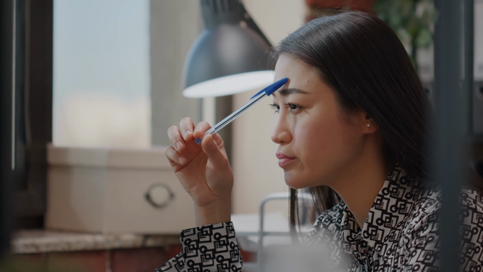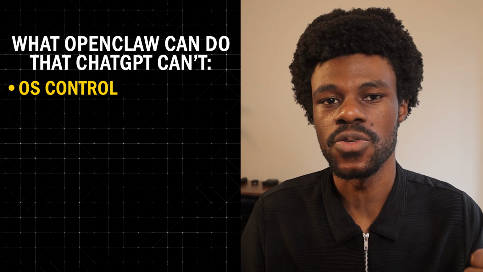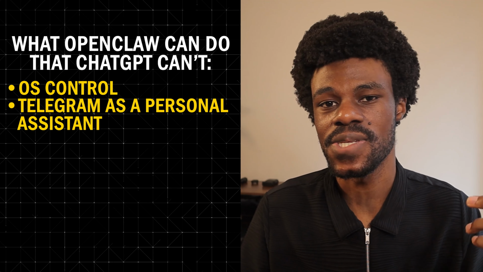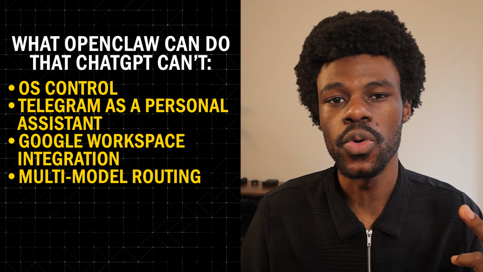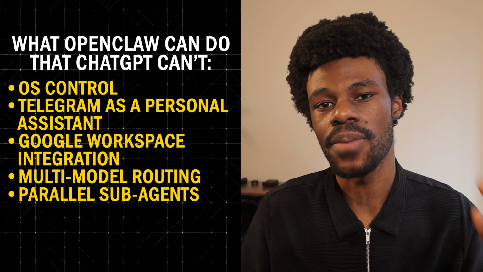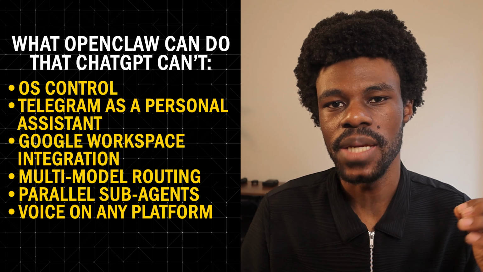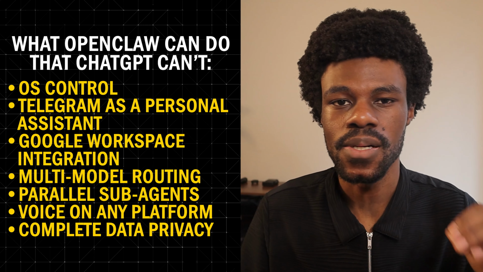Now, my point isn't which one is better, it's which one matches what you need. So make sure you're aware of all the 7 things that OpenClaw can do that ChatGPT cannot. The operating system control, to using Telegram as a personal assistant, being able to integrate properly into Google Workspace, the multimodal routing, using parallel sub-agents, and then having a voice on any platform, and also the complete data privacy.